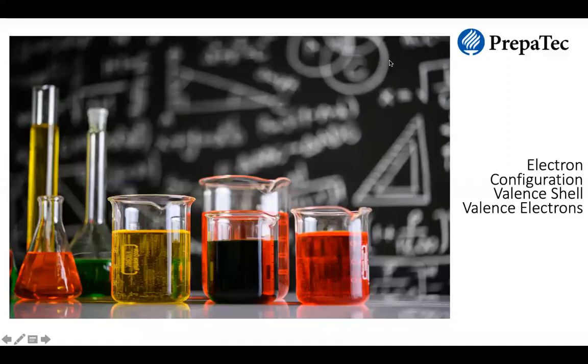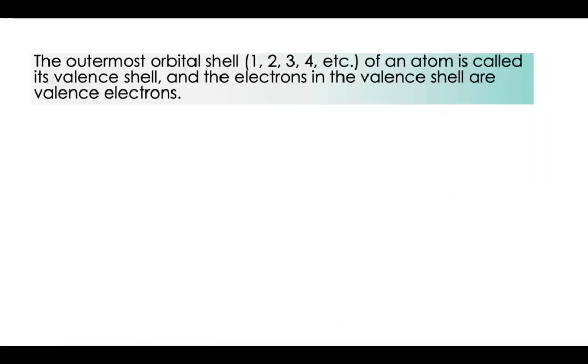During this video, we are going to review the concept of electron configuration, valence shell, and valence electrons. It's important that we understand the concept of valence shell and valence electrons. Valence shell is the outermost orbital shell of an atom, and we are going to get it from the electron configuration. And the valence electrons are going to be the electrons that we have in the valence shell.